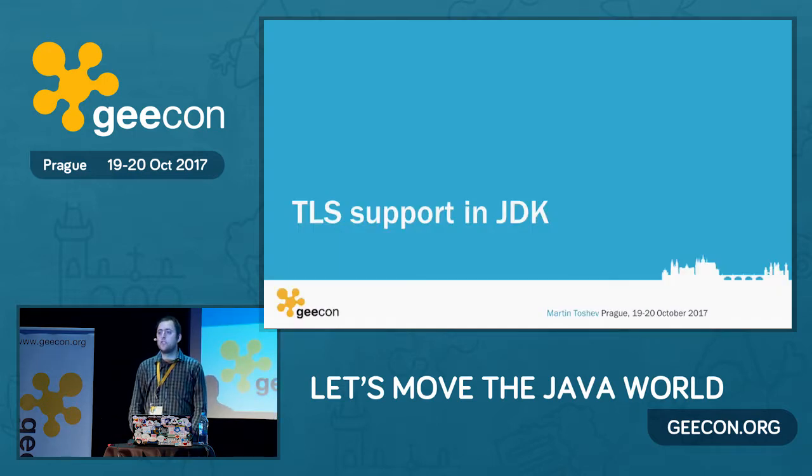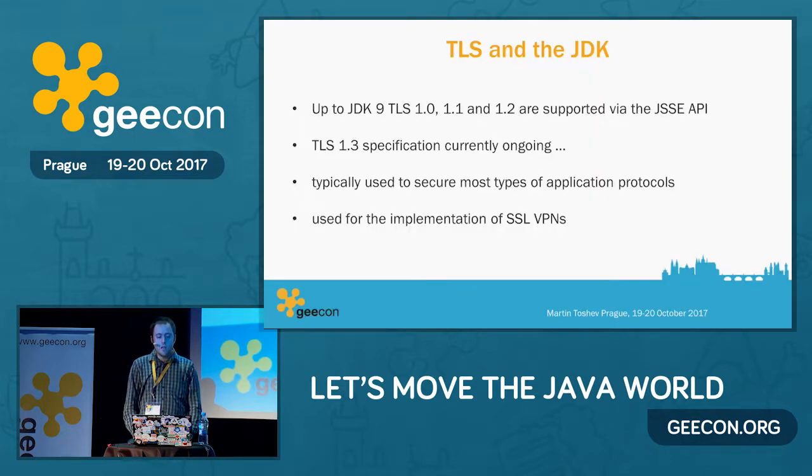So, TLS support in JDK. Before Java 9, basically we had support for versions 1.0, 1.1 and 1.2, which is the latest version of the TLS protocol specification. And they are supported through the so-called JSSE API, or Java Secure Socket Extensions API. How many of you have used or are aware of JSSE? Okay, I see 4 or 5 people. Okay, so we'll do a very brief recap of what JSSE is, and then we'll go into some more details on the improvements in JDK 9.